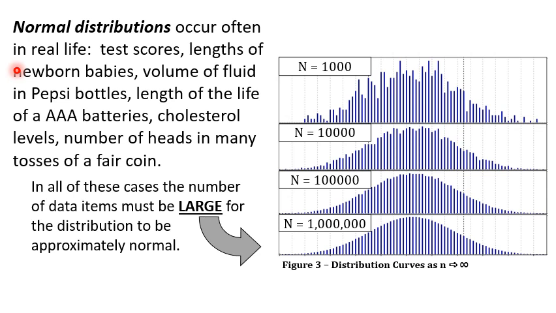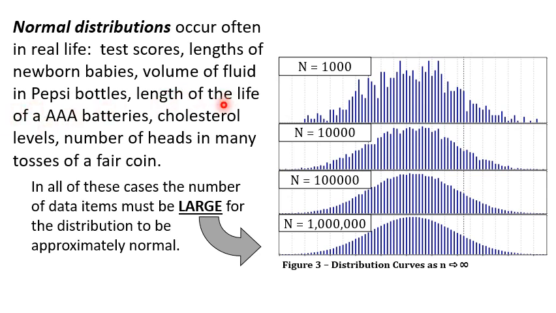Okay, so what kinds of things tend to be normally distributed? Test scores on the SAT tend to be normally distributed. Lengths of newborn babies, the volume of the fluid in Pepsi bottles. The machine fills it, and it's supposed to put 16 ounces in, but it doesn't always get exactly 16 ounces. So some bottles are a little high, some bottles are a little low. We want to minimize that variation, otherwise people get mad when they go to buy a soda and there's not much soda in it, right? They can see noticeably less soda in their bottle and they get upset.